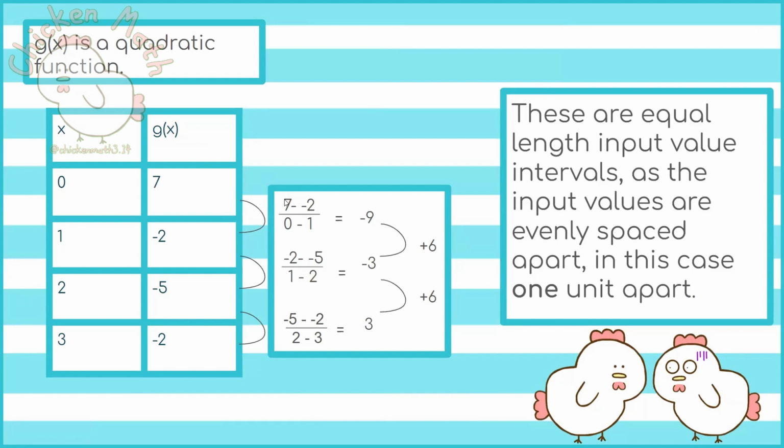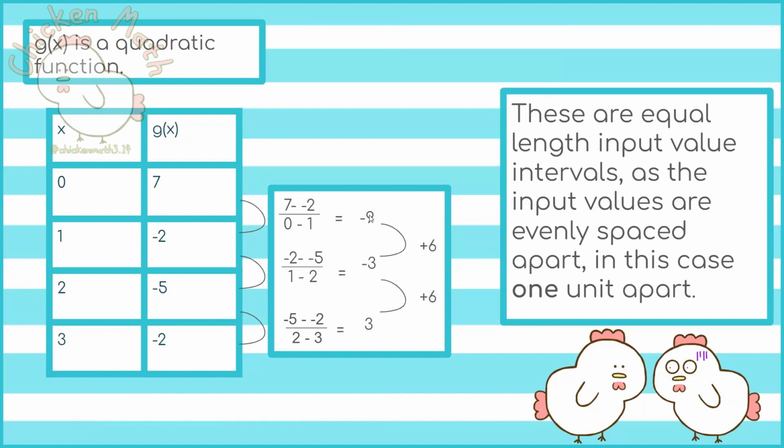Now we find the average rate of change. This is the same first step as for the linear functions. We would do the input values -1 and 0. We find the change in the outputs, which is 7 minus -2, over 0 minus -1. So I get -3, and then I do this just like I did for the linear function.